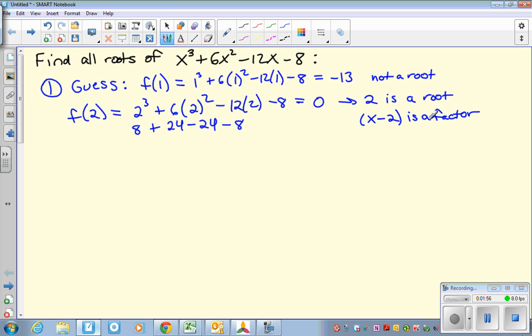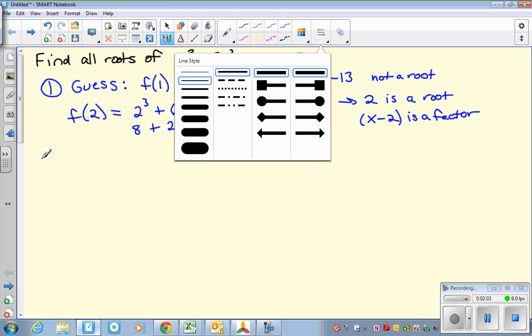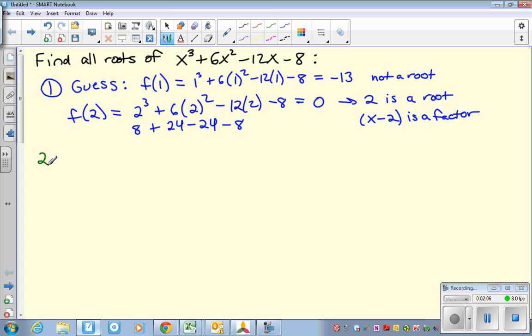Well, now once you know one of the roots, one of the factors, you can go ahead and do synthetic division. And we're actually going to use that same number. So synthetic division. And the number we're going to put in the box is the root. And so we're going to put 2 in the little box, get all the coefficients. Coefficient of x cubed is 1. Coefficient of x squared is 6. X is negative 12. And then negative 8 is all by itself.